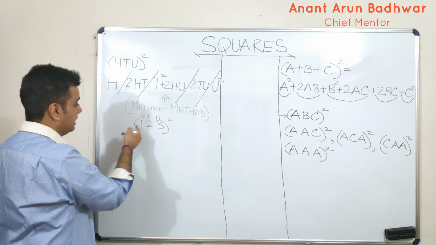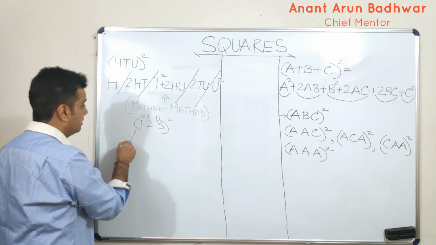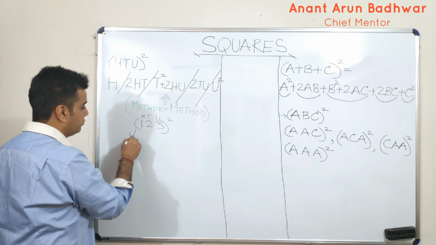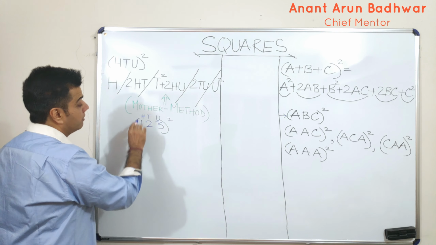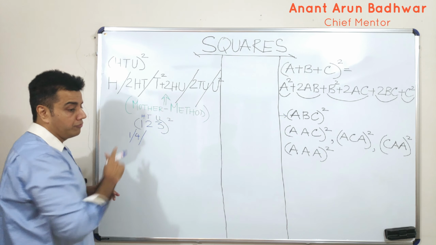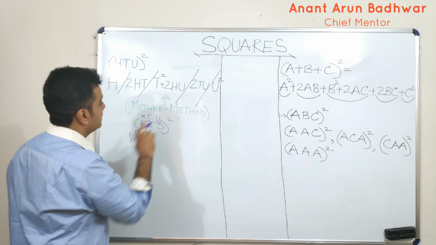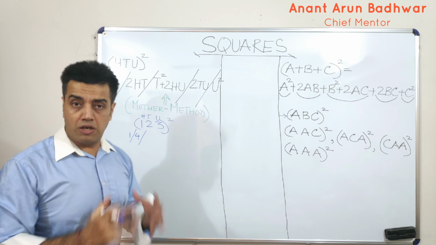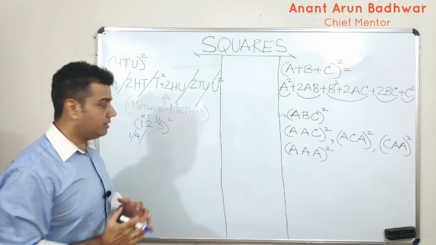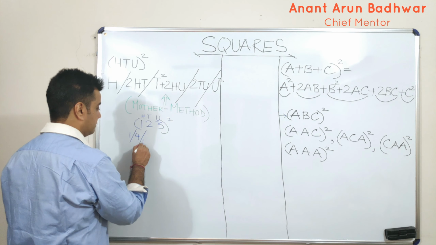So what am I supposed to do? I'm supposed to start off with h square. So 1 square is a 1, followed by 2 into h into t. So 1 into 2 is how much? 2, 2 into 2 is 4. Followed by t square, which is 4, plus 2 into 1 into 3, which is 6. Right? Now how much is 6 plus 4? 10.